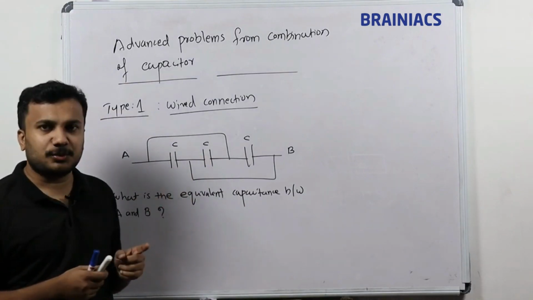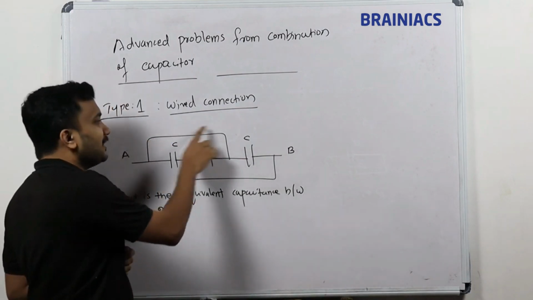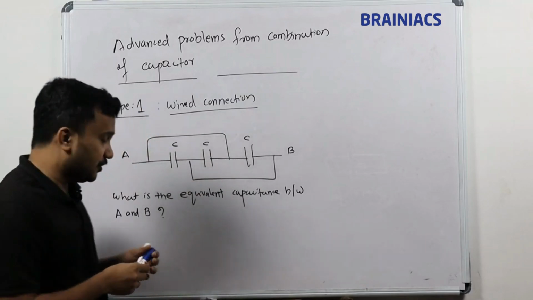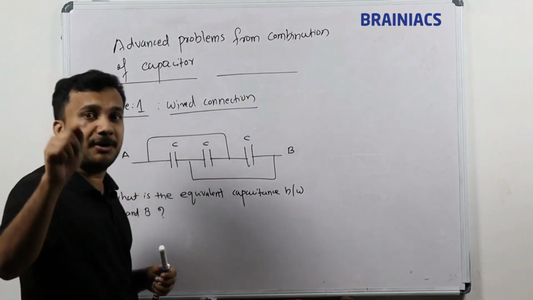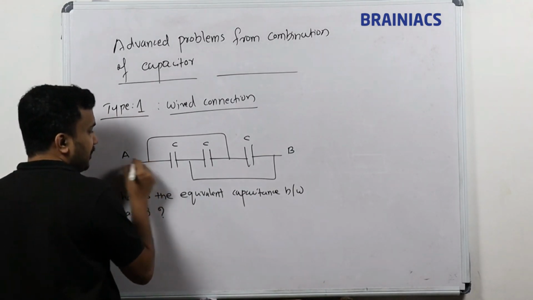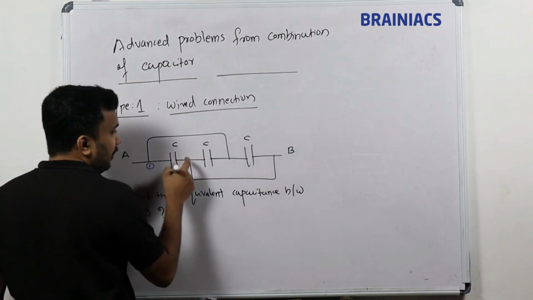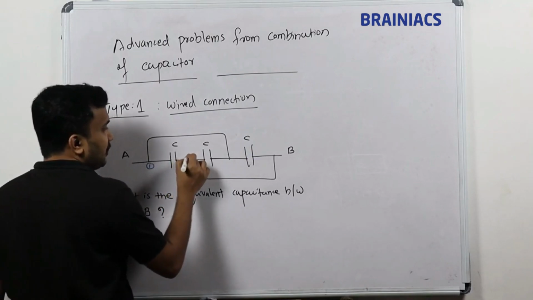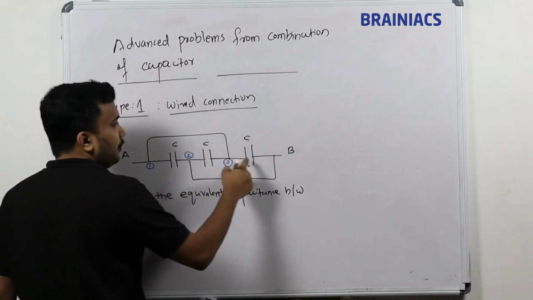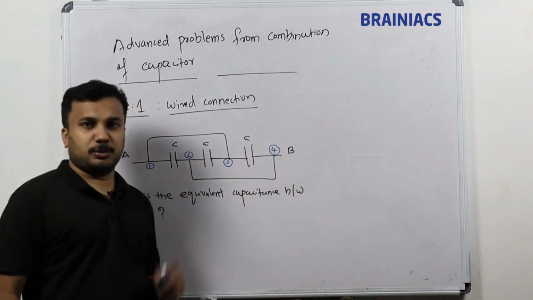If you see something like this one, it is very hard to find what is series and what is parallel. Whenever you see such a wired connection, in such tricky questions you have to give a number to the junctions. Starting from this junction, you give it number 1. Then if you move here, you can see another junction, number 2. Then another junction, number 3. Then another junction, number 4. So totally 4 junctions are here.